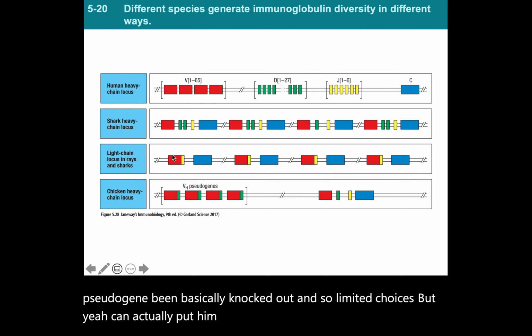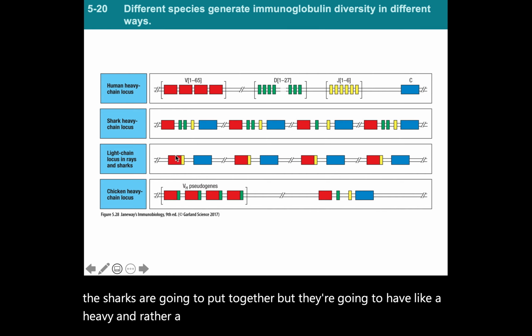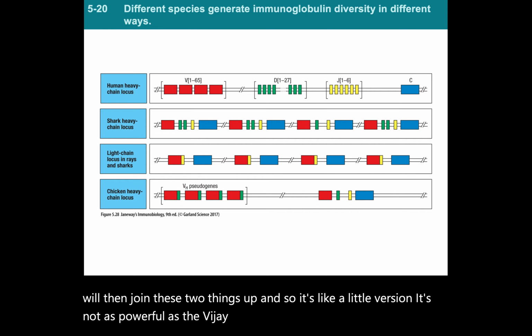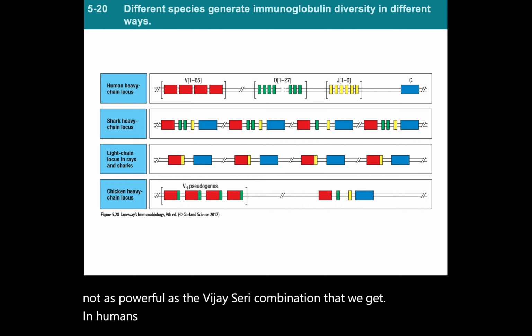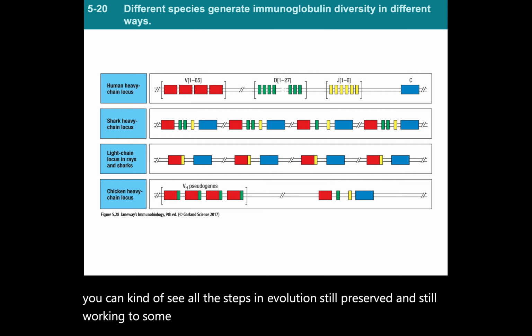In terms of the light chains, yeah, the sharks are going to put them together, but they're going to have a variable and the constant region together, and they will then join these two things up. And so it's like a little version. It's not as powerful as the VDJC recombination that we get in humans or in mice. And yeah, it's really weird and wonderful that you can kind of see all the steps in evolution still preserved and still working to some extent in keeping chickens alive or sharks and rays, things like that.